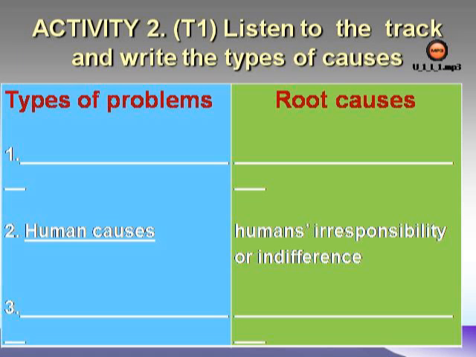It is a listening exercise, and here you should listen to the track and write the types of causes or types of problems. You should find types of problems and root causes. The second one is given: human causes, human responsibility or indifference. And now you should find the first and the third types of problems.